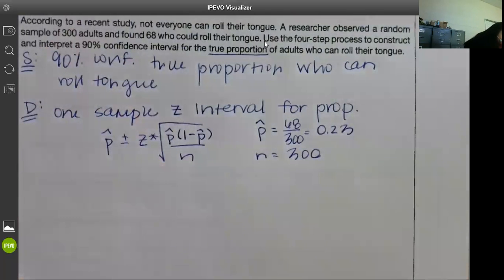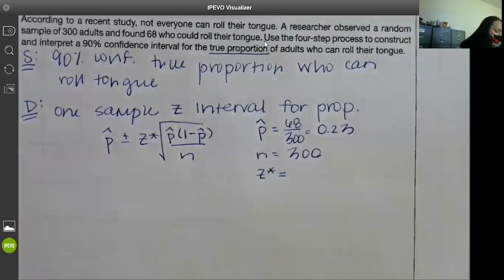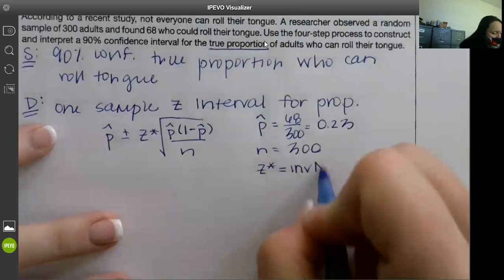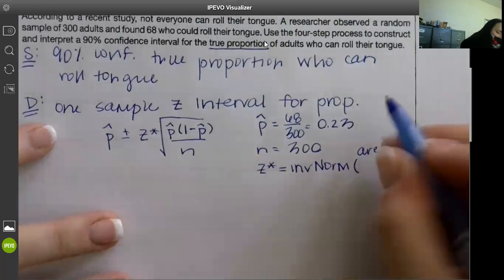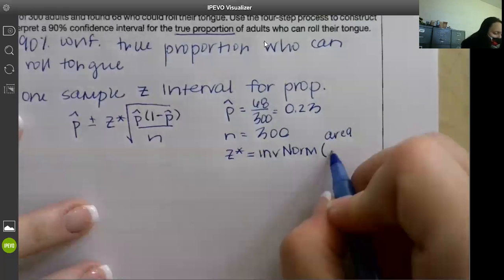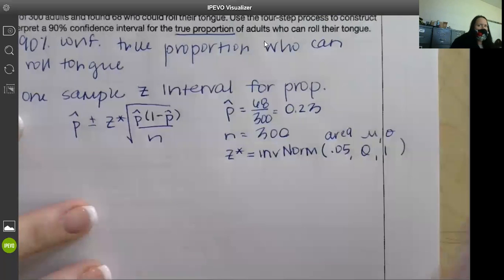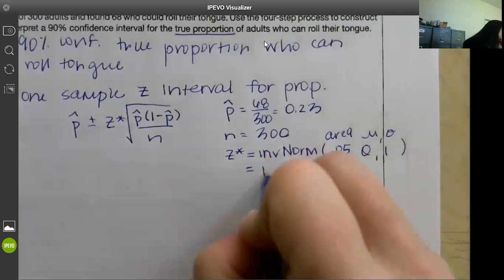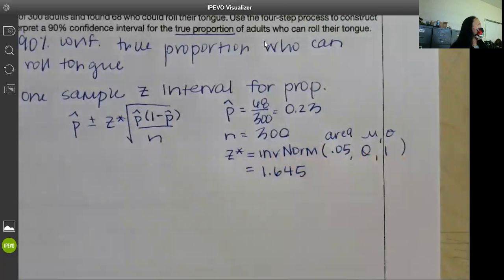And then the only other thing that I need is z star. How do I find z star? Inverse norm. What area are we looking for if it's a 90% confidence? 0.05. What's our mean and our standard deviation? Why is it that? It's standardized, so we use the standard normal. Yep, standardized. I'm going to go ahead and tell you when you put this in your calculator, you get 1.645. I would round to 3, if not 4 decimal places. Okay.